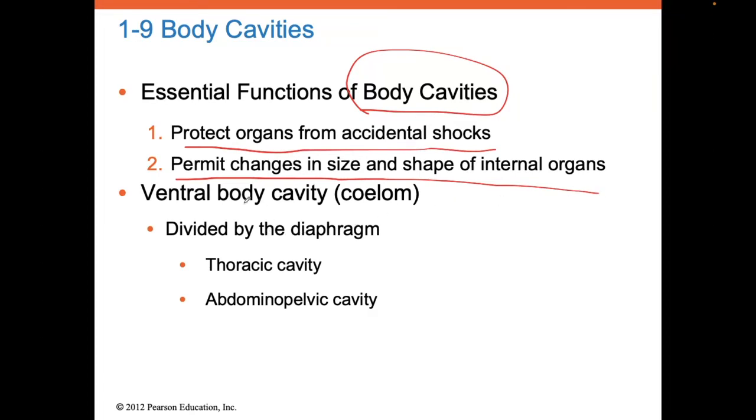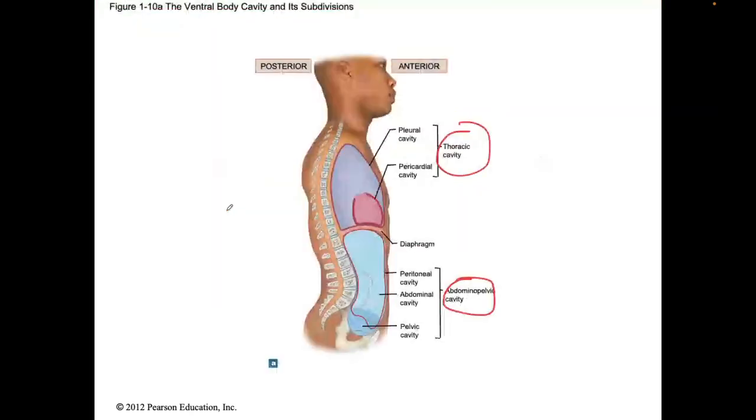So one of the things that I want you to see is that the upper cavities and the lower cavities are going to be divided by the diaphragm. And if we look here, this thoracic cavity and the abdominal cavity or abdominal pelvic cavity, they are divided from each other by this muscle here called the diaphragm. Okay. Also pay attention to anterior and posterior. Okay, so in the anterior portion is where we're going to have the thoracic cavity and abdominal pelvic cavity.